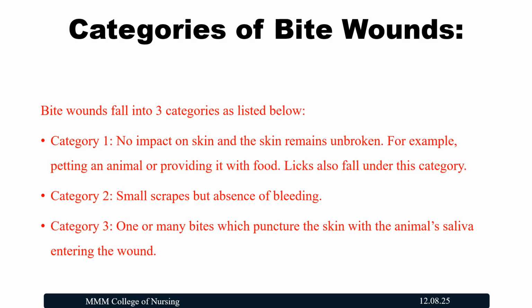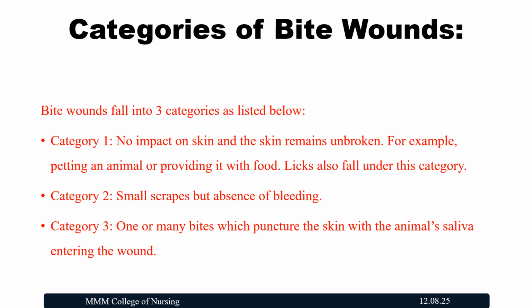Categories of bite wounds. Usually bite wounds fall into 3 categories. Category 1, no impact on the skin and the skin remains unbroken, for example, petting an animal or providing it with food. Licks also fall under this category. Category 2, small scrapes but absence of bleeding. That we term as category 2. Last one, category 3, one or more bites which puncture the skin with the animal saliva entering the wound.